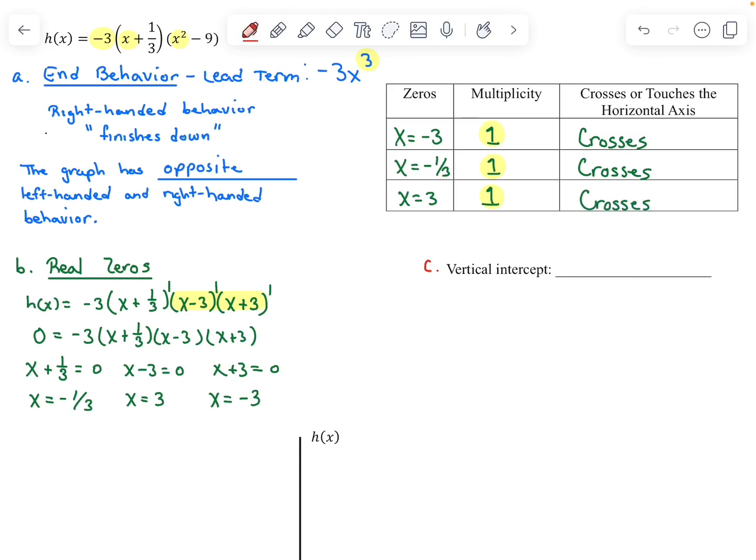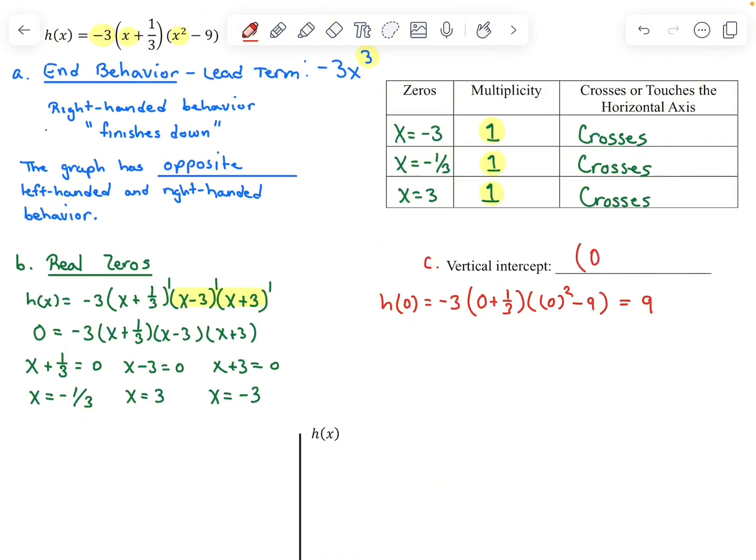And finally, we're going to find the vertical intercept. To find the vertical intercept, we need to evaluate h of 0. So that'll be -3 times 0 plus 1/3 times 0 squared minus 9, which is equal to 9. So the vertical intercept is (0, 9). And now that we have all of this information, let's go ahead and sketch the graph.